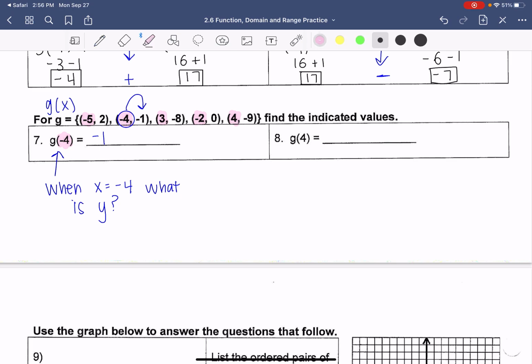So same thing over here, we have g of 4. So when x equals 4, what is y? So I'm looking for my x value where x equals 4, and my y value is negative 9.